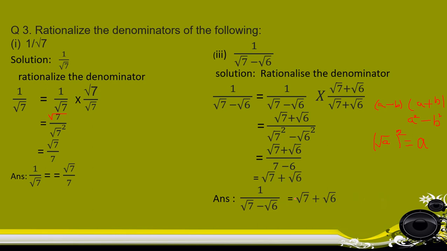So in this way we have to find the rationalization of the denominator. Remember the process: whatever quantity is given in the denominator position, we have to multiply and divide by that quantity in the numerator and the denominator, the same quantity but with the opposite sign between the two terms. So I hope you will solve the problems of rationalization of the denominator.